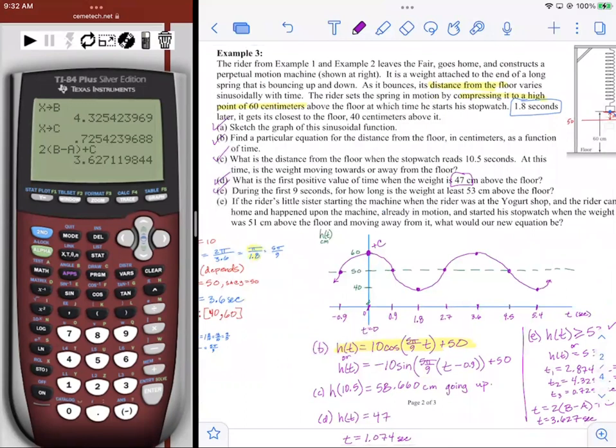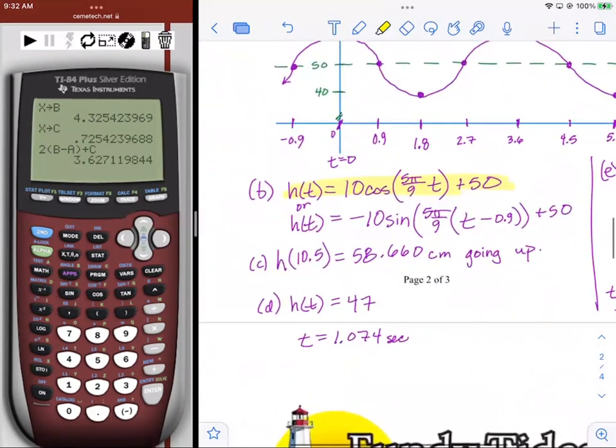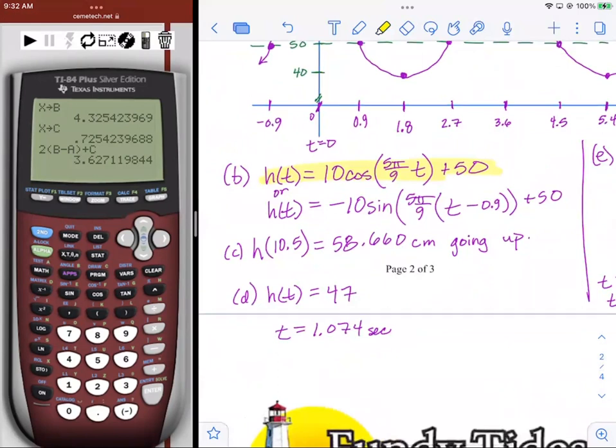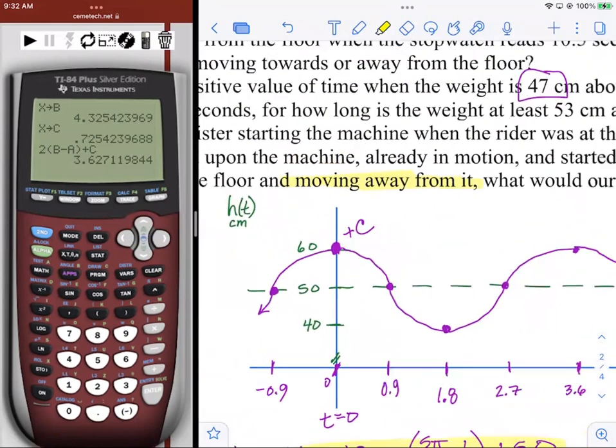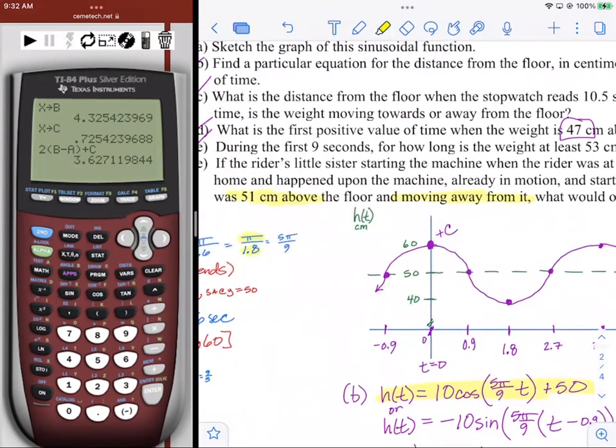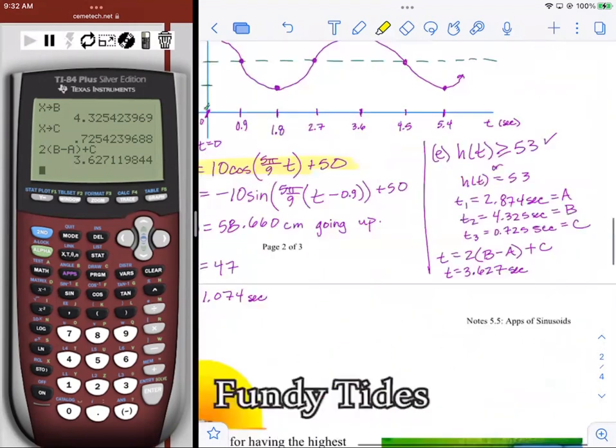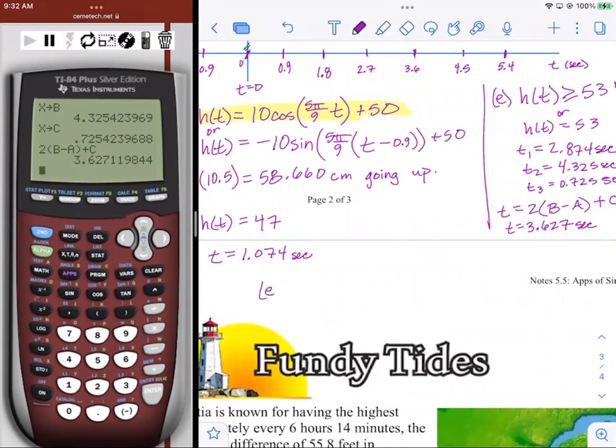He's going to hit start on his stopwatch when it's 51 centimeters above the floor, moving away from the floor. Okay, we have to figure out what the new equation is going to be. Everything's going to be pretty much the same, except t equals 0 is not going to correspond with 60 anymore. T equals 0 has to correspond with 51 moving up, and it could be at any 51 moving up. It doesn't have to be the first or second. So now here's what we're going to do. We're going to do second part E. We're going to say, okay, where's h of t equal to 51?